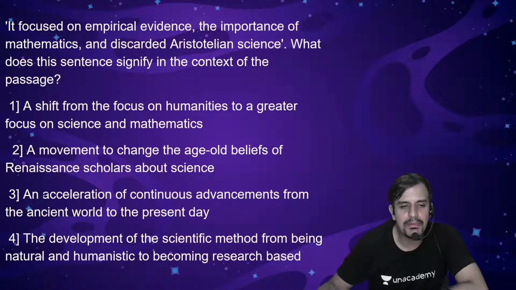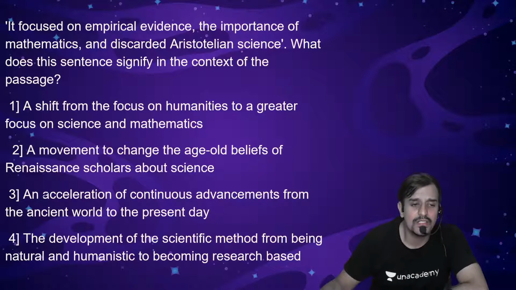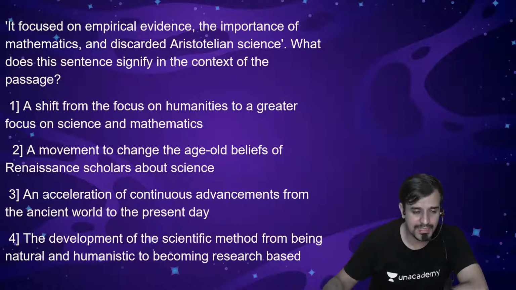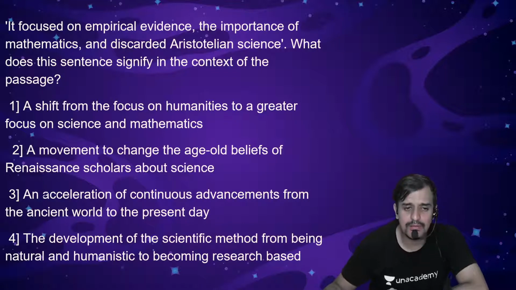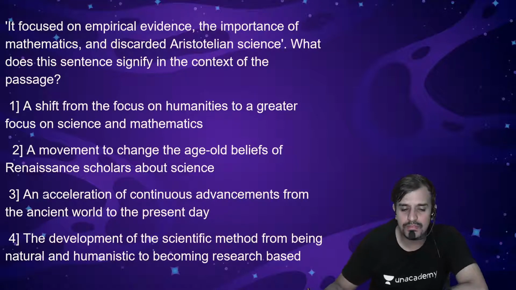It focused on empirical evidence, the importance of mathematics, and discarded Aristotelian science. What does this sentence signify in the context of the passage? So you just have to read it. It was given in the last statement. Okay. So what is happening? A shift from the focus of humanities to a greater focus on science and mathematics. It focuses on empirical evidence.